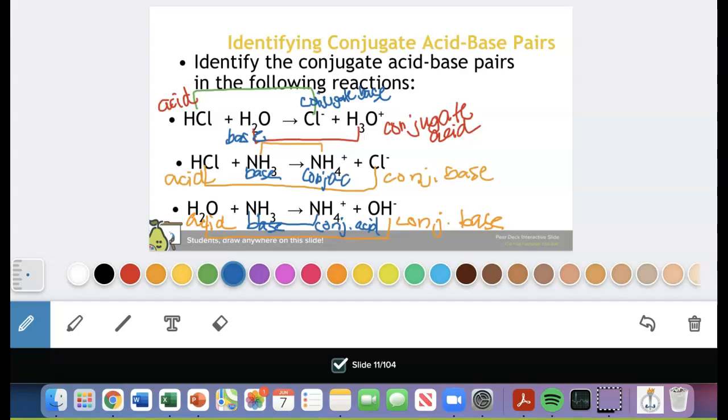So is this what you guys got? This is the acid. It lost a hydrogen ion to make OH minus. If you have trouble seeing that, if you do find it helpful, rewrite water as HOH, because it's really H plus and OH minus that make water. 2 H's and an O. All right, any questions?